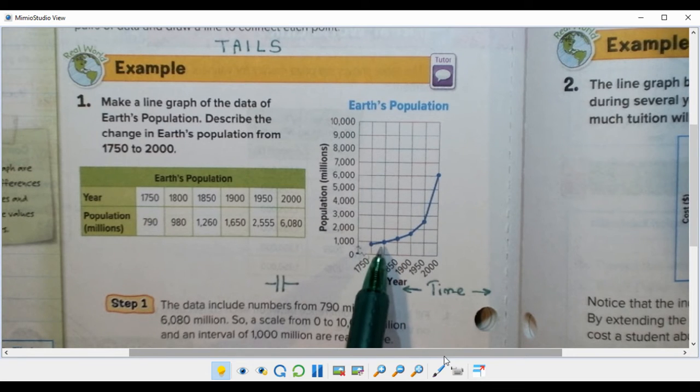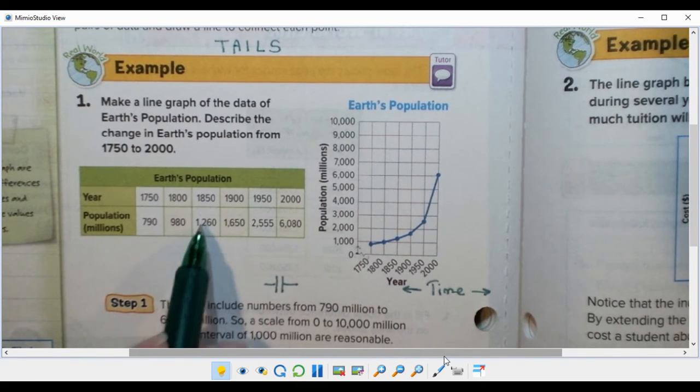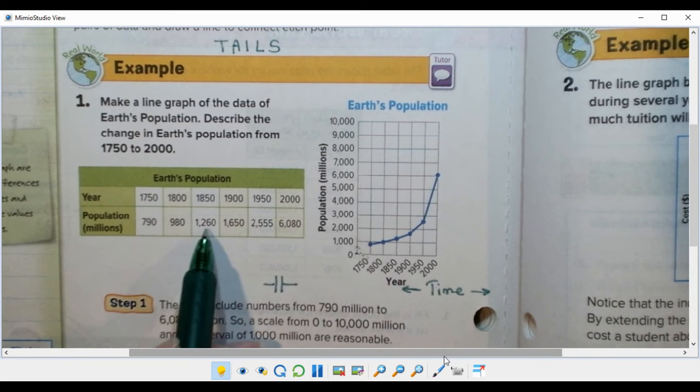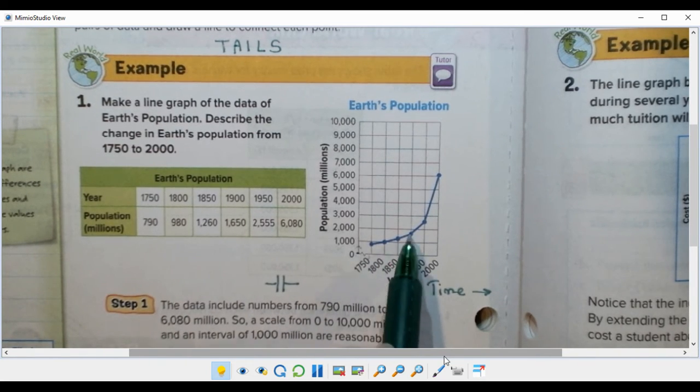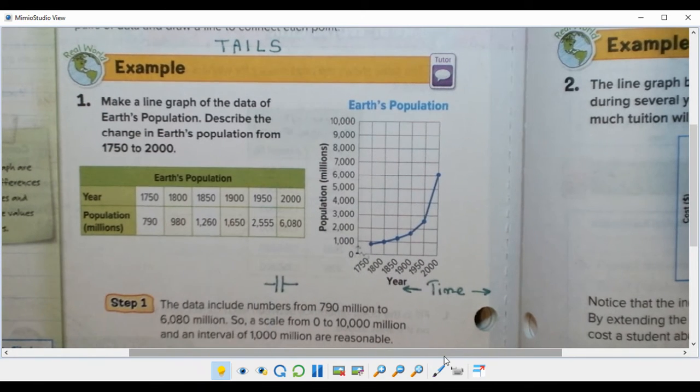It's close to 1,000, but it's not exactly. 1850 was 1,260. So 1850, just a little bit above. And you can see that we continue to graph them off of our chart here.